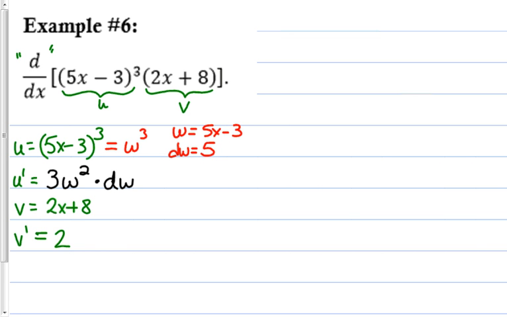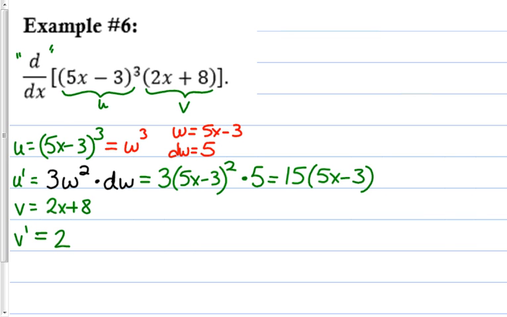And now that I know what my derivative will look like, kinda, I should go ahead and plug in what w or dw actually are, or what they're replacing at the moment. So 3 times w, w is 5x minus 3 squared times dw, and the derivative of w was 5. So there you go. There is my u prime. I can clean it up a little because it's going to be 15 times (5x minus 3) squared.